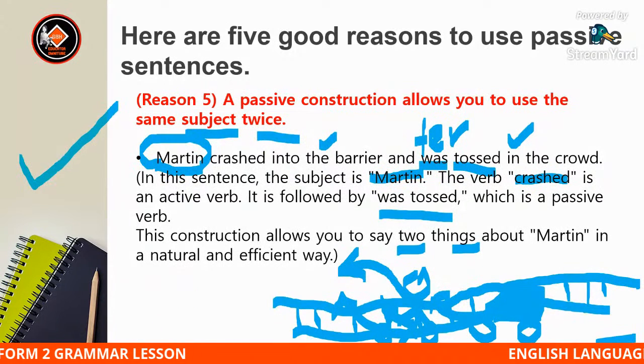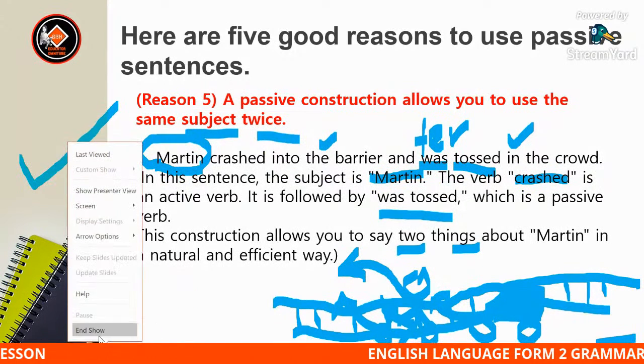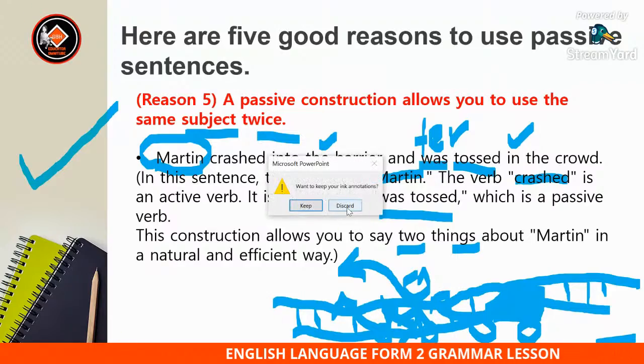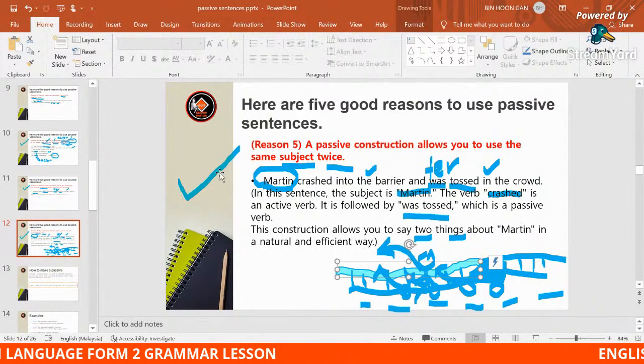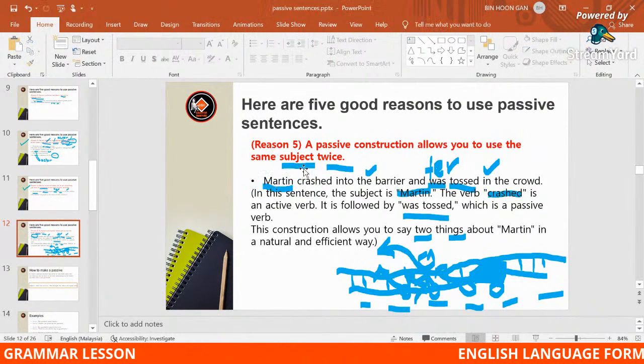Okay, next. Number 5. Maybe you cannot see this. Okay, I'm going to erase this so that you can see. Maybe just now you didn't see, right?